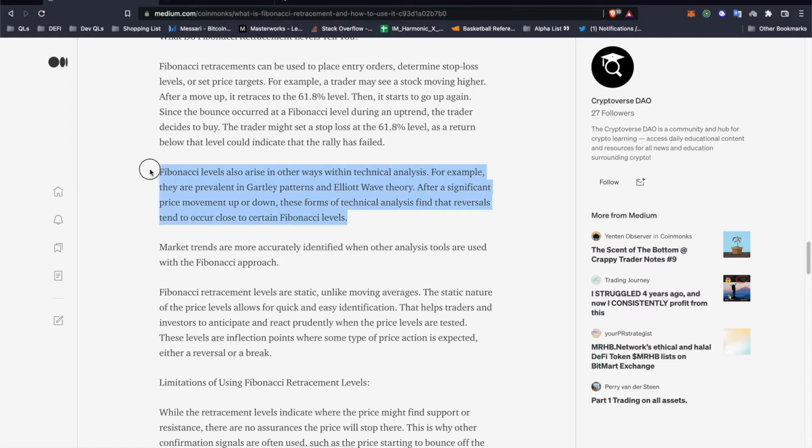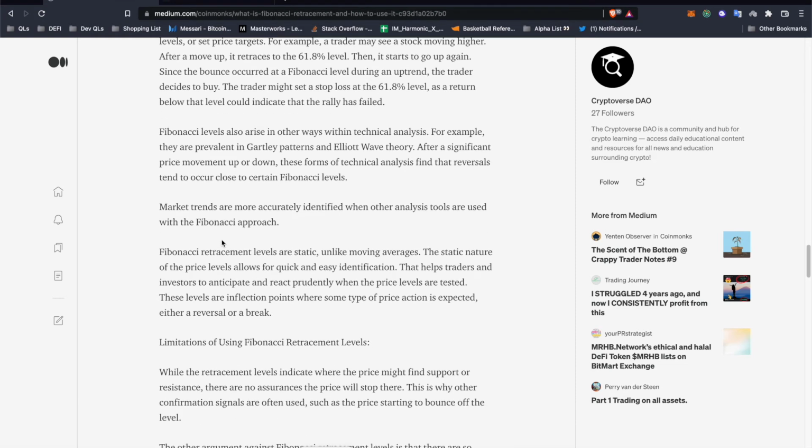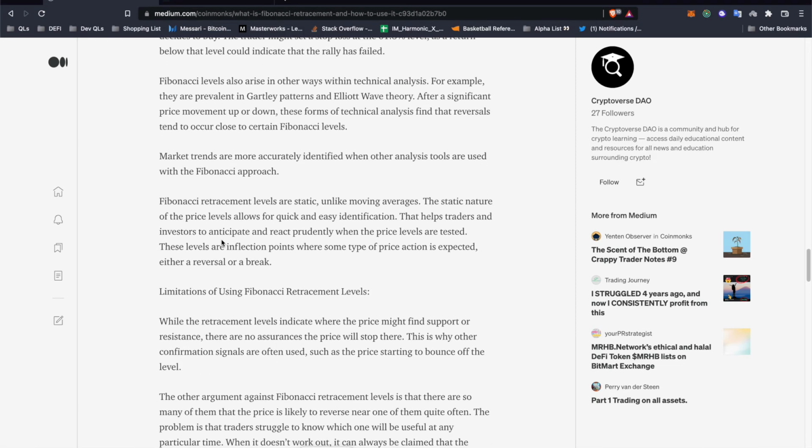Fibonacci levels also arise in other ways within technical analysis, within TA. They're prevalent in Gartley patterns and Elliott wave theory. These are things that we will cover in further episodes. After a significant price movement up or down, these forms of TA find that reversals tend to occur close to certain Fibonacci levels. And again, yes, absolutely, use other analysis tools in conjunction with the Fibonacci approach.